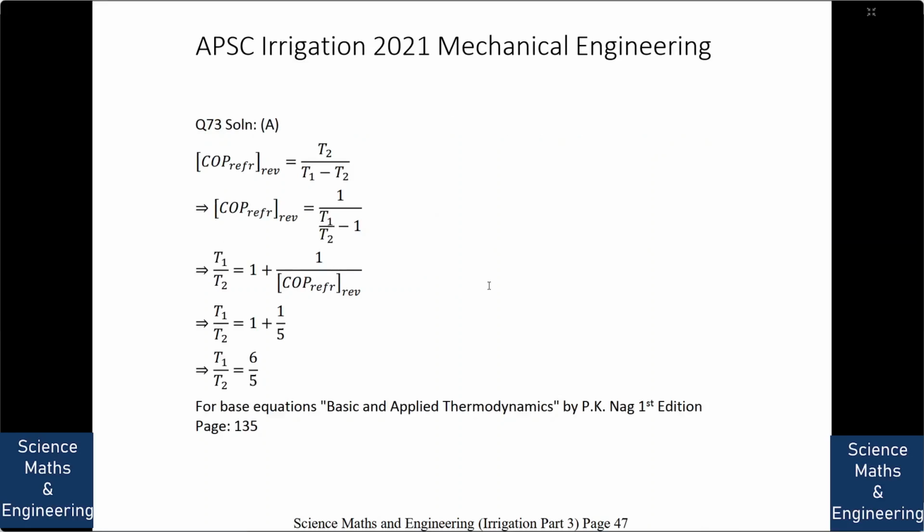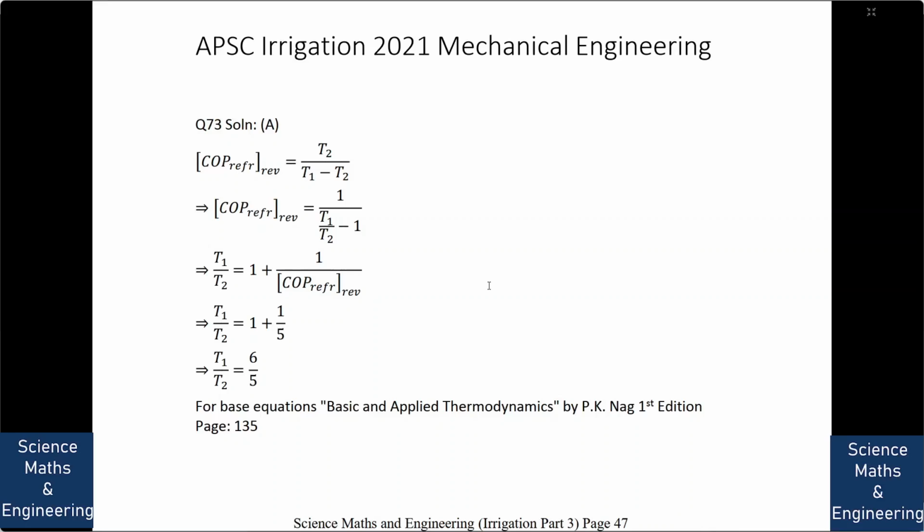Now COP of a reversible refrigerator is given by T2 by (T1 minus T2). T2 is the desired effect and T1 minus T2 is the work input in terms of temperature. So COP of the reversible refrigerator would be equal to 1 by (T1 by T2 minus 1), dividing numerator and denominator by T2. So from here we get T1 by T2 equal to 1 plus 1 by COP of the reversible refrigerator, which is now equal to 6/5.